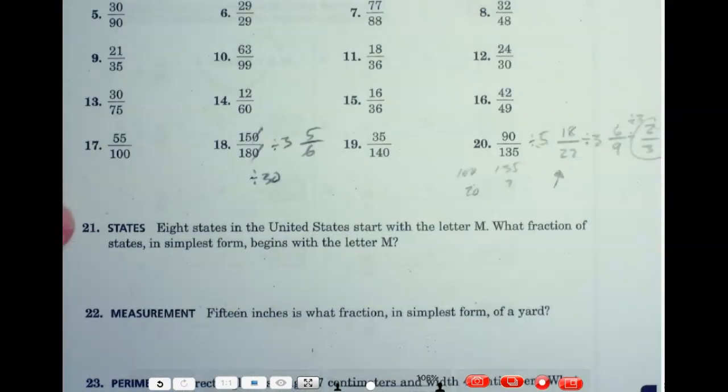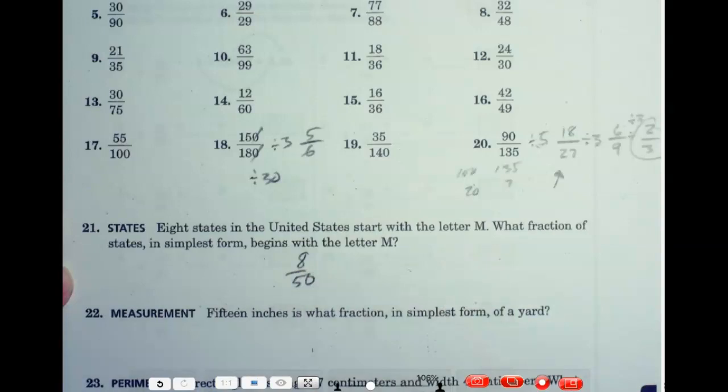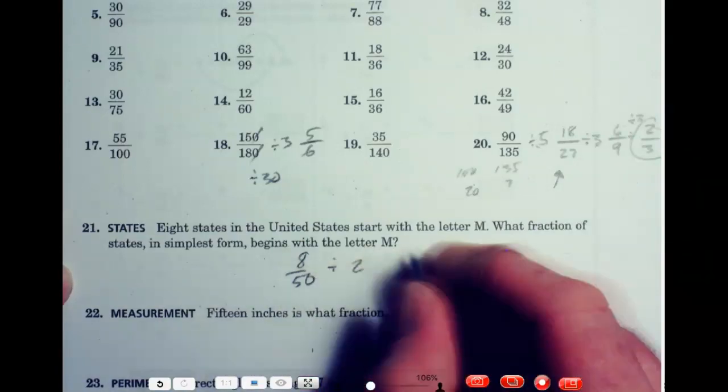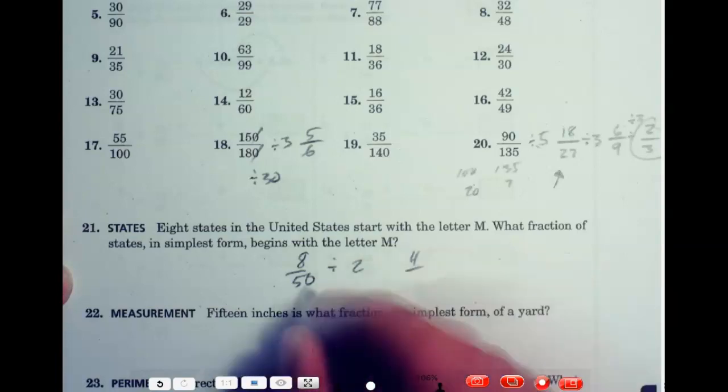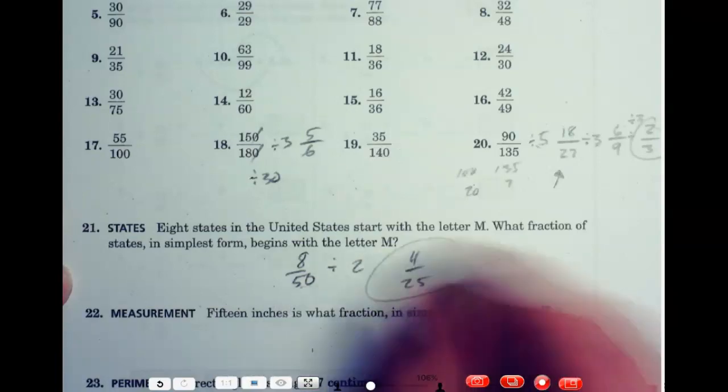8 states in the United States start with the letter M. So you got 8 states out of a total of 50 states, right? What fraction of the states in simplest form begin with the letter M? Well, we got 8/50ths. Divide them both by 2. 8 divided by 2 would be 4. 50 divided by 2 would be 25. So 4/25ths would be your answer.